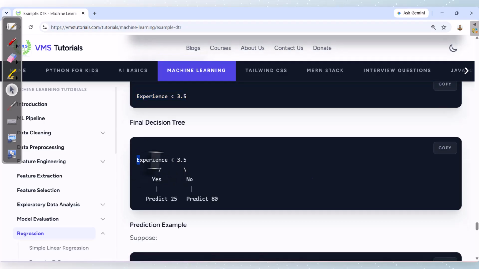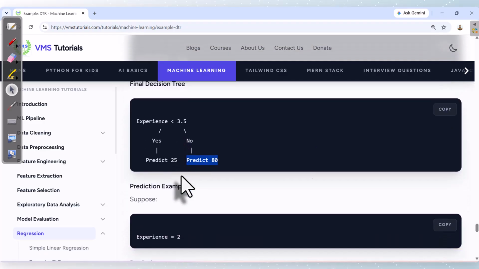If experience is less than 3.5, then the prediction is 25. If experience is greater than 3.5, then the prediction is 80. So like this, we are going to create the decision tree. It is a decision tree regression basically.